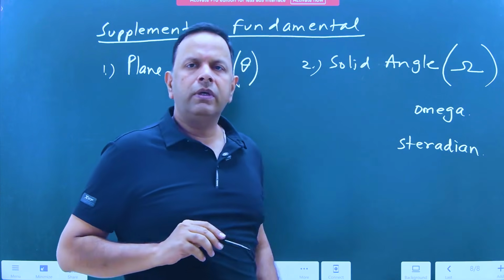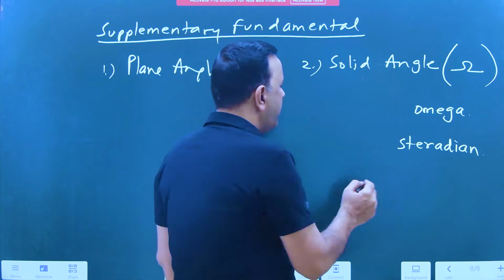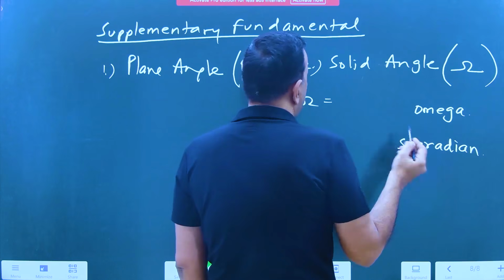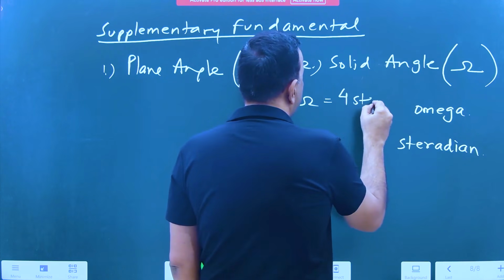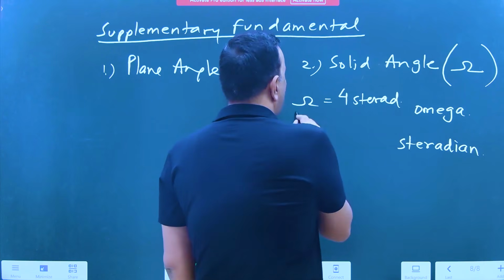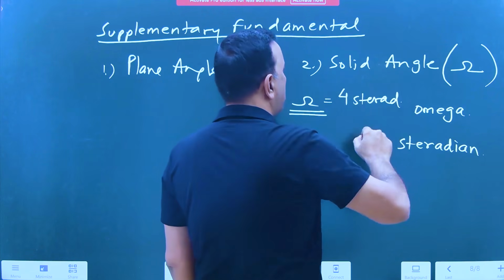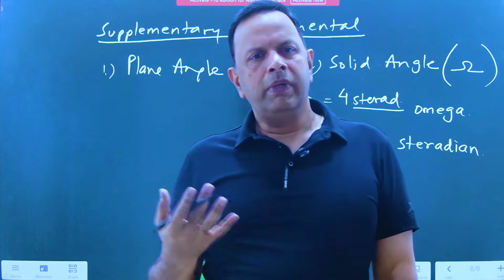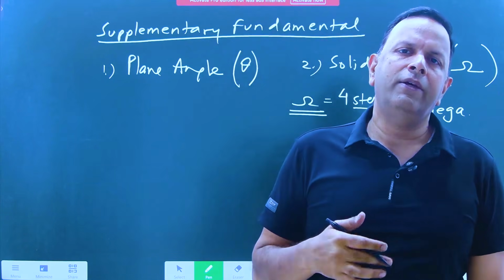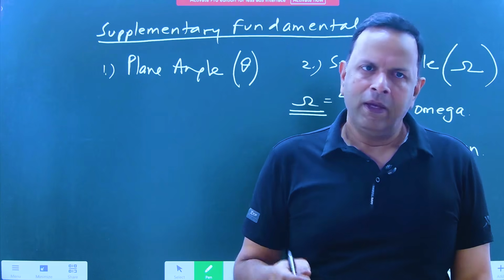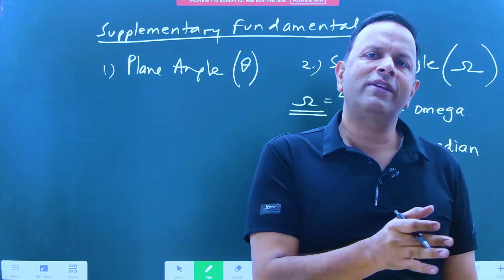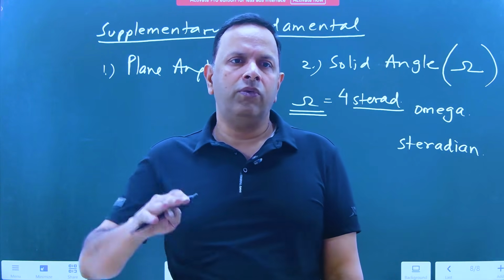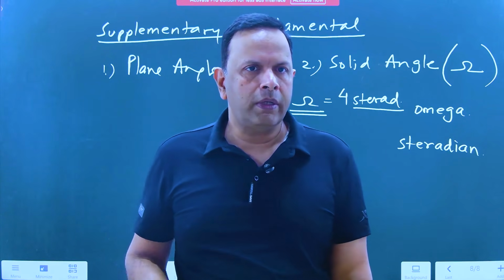This is the unit of the solid angle. So if I say omega is equal to 4 steradian, omega will be the symbol for the solid angle and the unit for the solid angle will be steradian. See, the symbols are less and the physical quantities are more. That's why this confusion is going to exist, that a certain physical quantity may have the same symbol which some other physical quantity also has.